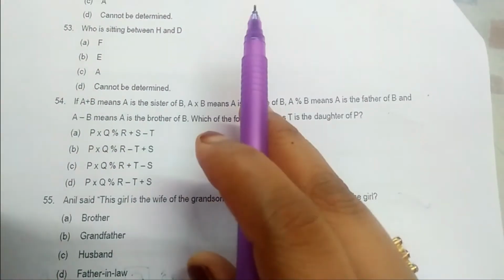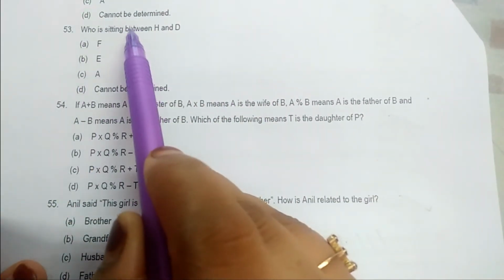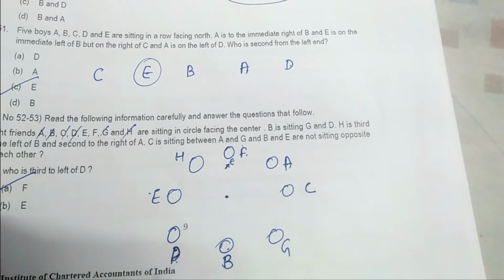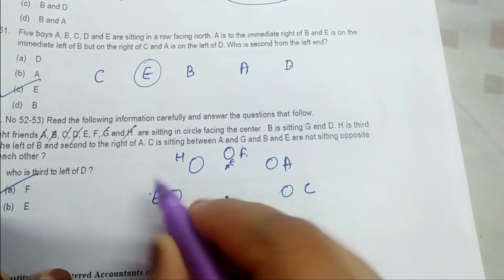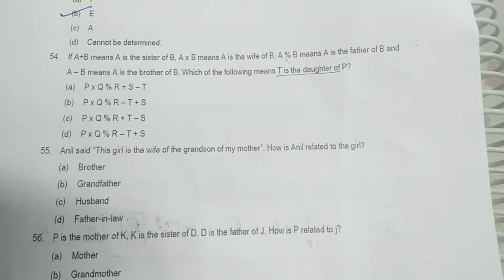Next, the 53rd one is also based on the same circular arrangement. Who is sitting between H and D? You can check in the circular arrangement between H and D. There's an E, right? So the answer is E. Okay, got it. Let's go with the 54th problem.